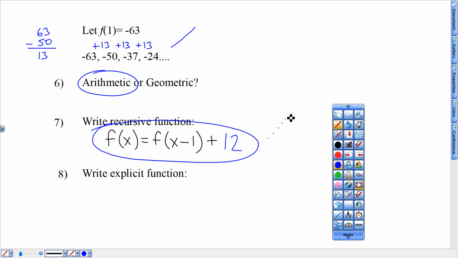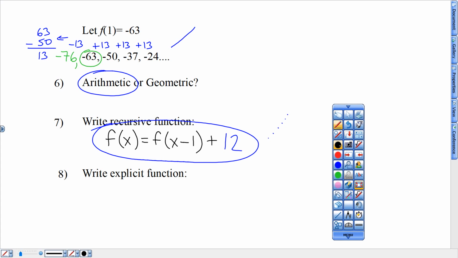That's recursive. If I do explicit, I'm going backwards and taking away 13. And again, the number I'm subtracting 13 from is this negative 63. It's going to give me even more negatives when I subtract 13. That gives me even more negatives, negative 76. That's the number before. And that kind of makes sense because negative 76 plus 13 is negative 63.